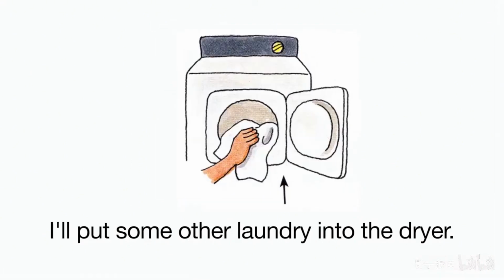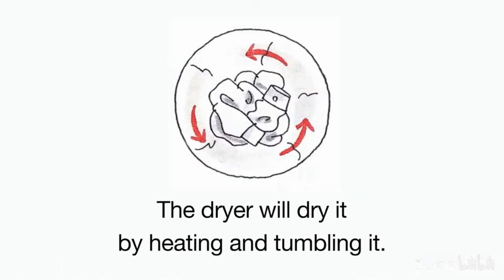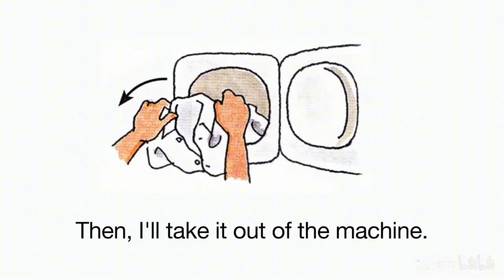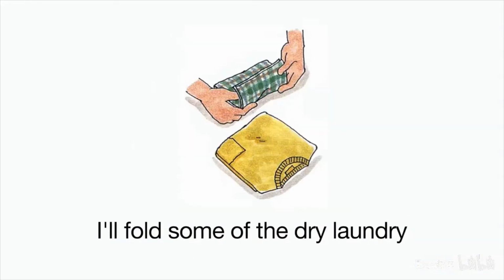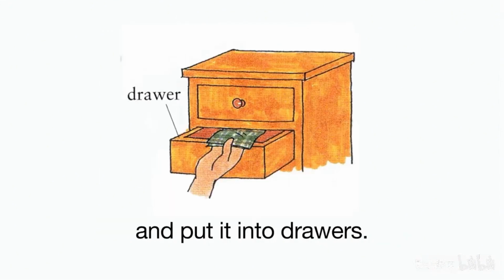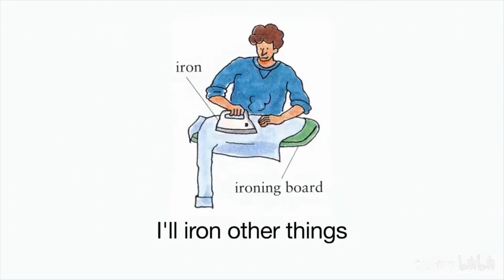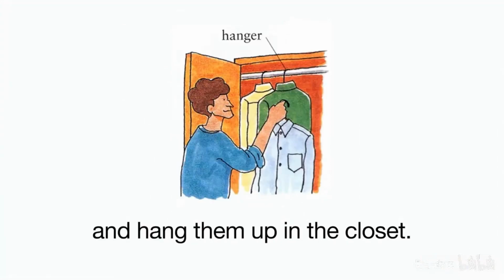I'll put some other laundry into the dryer. The dryer will dry it by heating and tumbling it. Then I'll take it out of the machine. I'll fold some of the dry laundry and put it into drawers. I'll iron other things and hang them up in the closet.